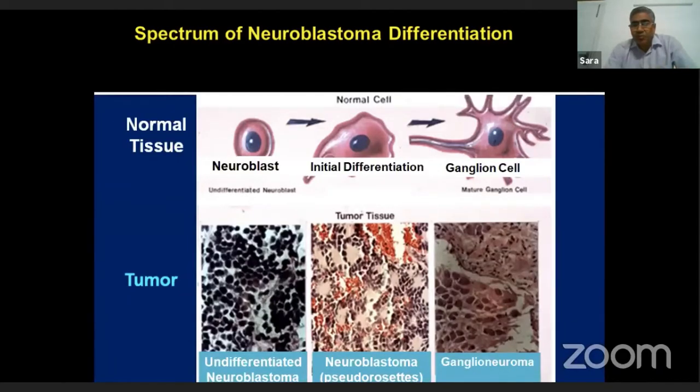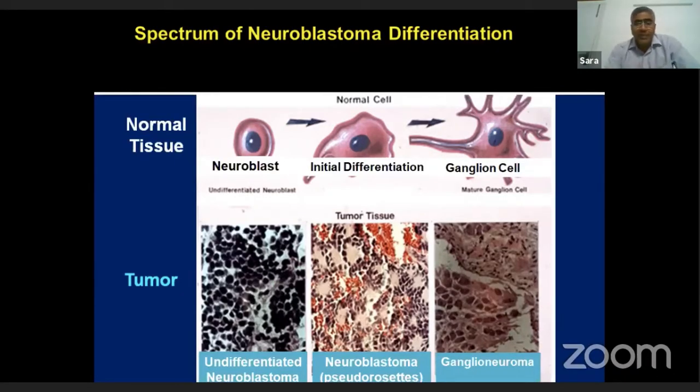So when you see small blue round cell tumor on histopathology, neuroblastoma is always a differential diagnosis. Other differentials can be Ewing sarcoma, lymphoma, and if it's in the eye, it's retinoblastoma. In the brain, it can be medulloblastoma. So there are different differentials of small blue round cell tumor in children. So you must keep neuroblastoma as one of the differentials, especially if it's an abdominal tumor or somewhere in the thoracic paravertebral region.